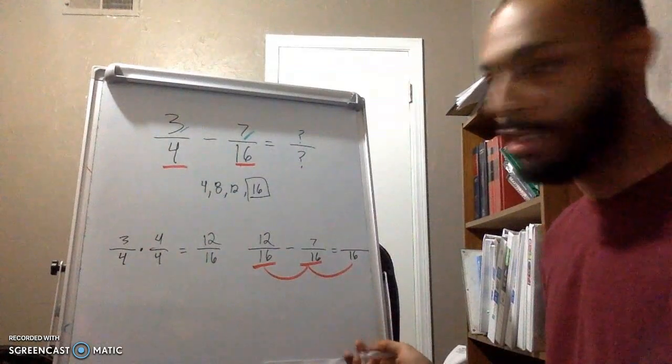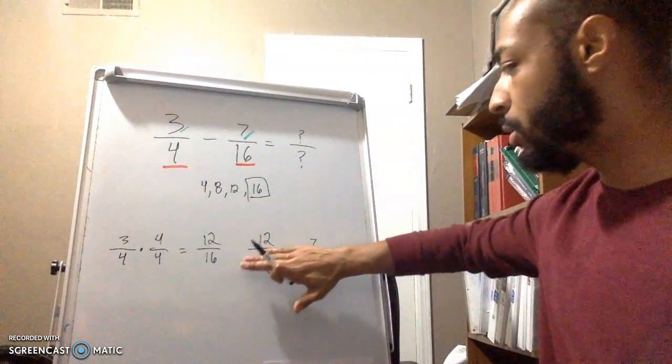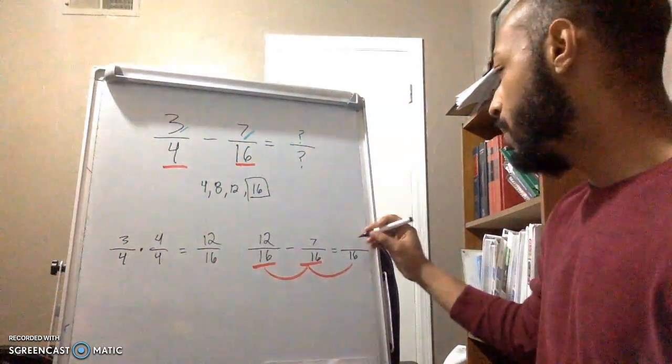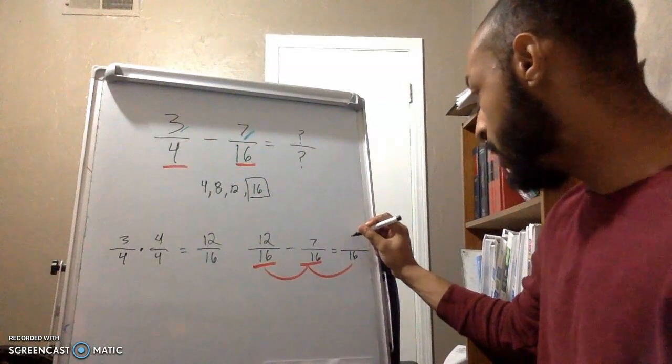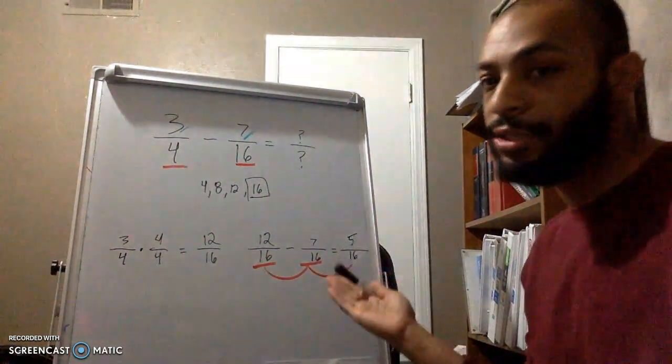Now that we've made it the same, 16, we can come and just do 12 minus 7. Simple subtraction problem. We're going to get 5 sixteenths, and that is our answer.